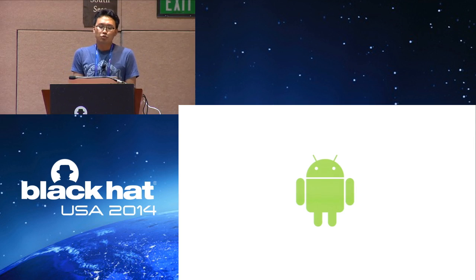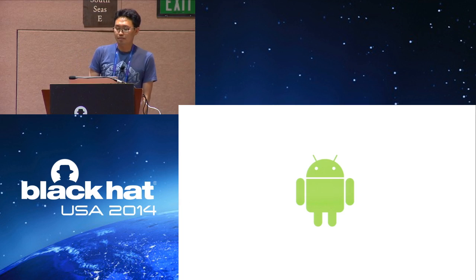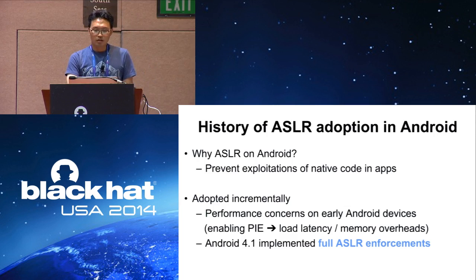So let me switch gears to the Android part. Android ASLR: people may wonder why ASLR on Android, because Android applications are written in Java, so are there any system attacks? But right now the trend is that a lot of apps are written with native code, and the Android team also wants to prevent exploitation from that native code. And it was adopted incrementally.